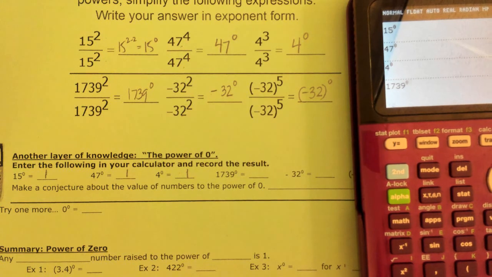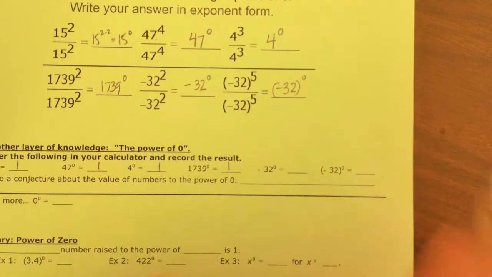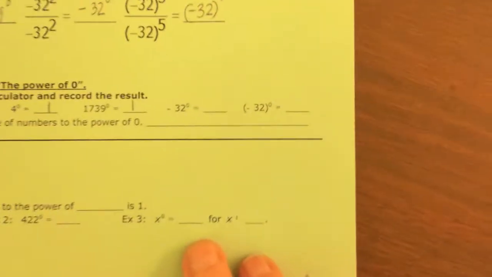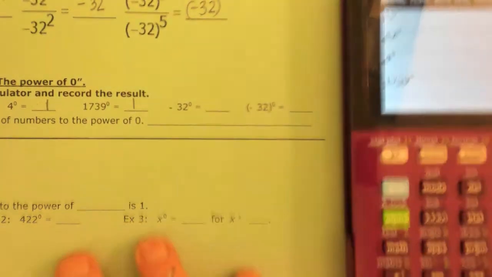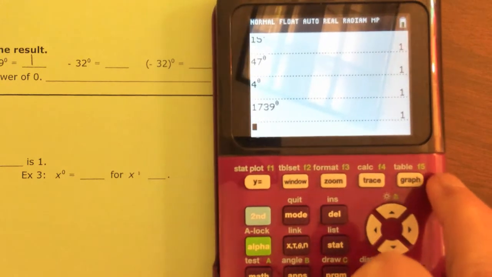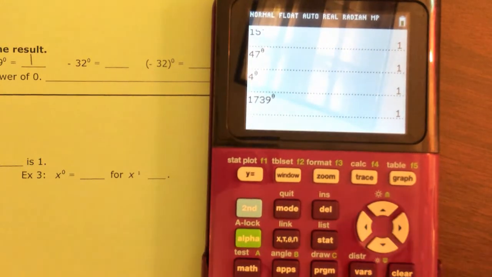So the 0 is 1. Now, these two I want us to look a little bit more closely at, because they're going to be a little different. Remember how when we squared something, we got a different answer when the negative was outside the parentheses than when it was inside? Let's look at what happens in this case.